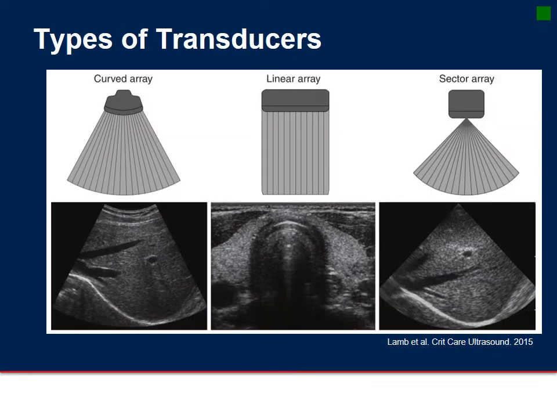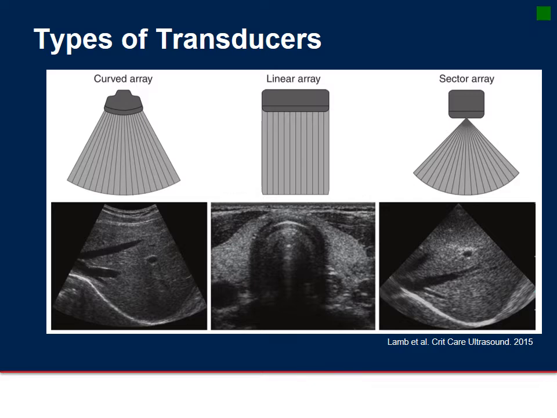So here are different types of transducers. These are the three most common types that we use. You'll see that the curved array transducer and the sector array both create an image that looks like a fan, so it's more narrow close to the transducer and more wide deeper. These probes are good for imaging larger windows, and they're also of lower frequency, and we'll talk about that on the next slide, but ultimately their lower frequency allows them to penetrate to deeper depths.